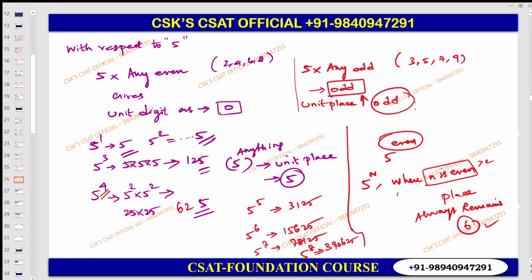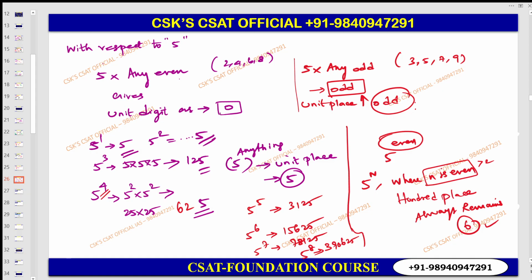In some situations these things will help you. Hundred place always remains 6 only, because in some serious question there was a question based on this hundred place. They have provided you 25 the whole power something. What is 25? 25 is nothing but 5 square. 5 square the whole power something becomes again a 5 power even. When it is 5 power even, they put a question like what would be the hundred place of that one. The hundred place of that one is nothing but 6. So you have to work on like this.